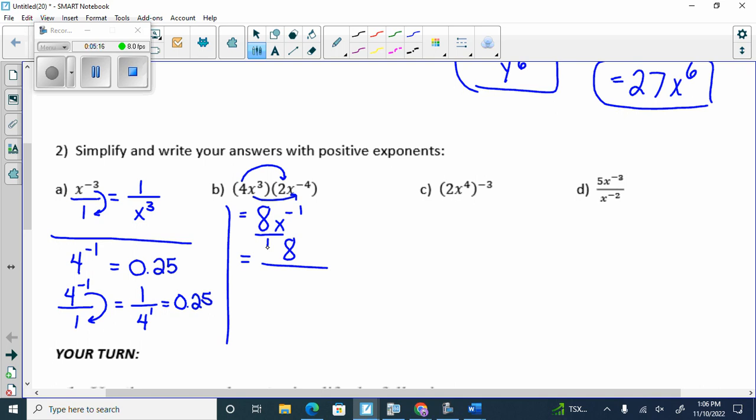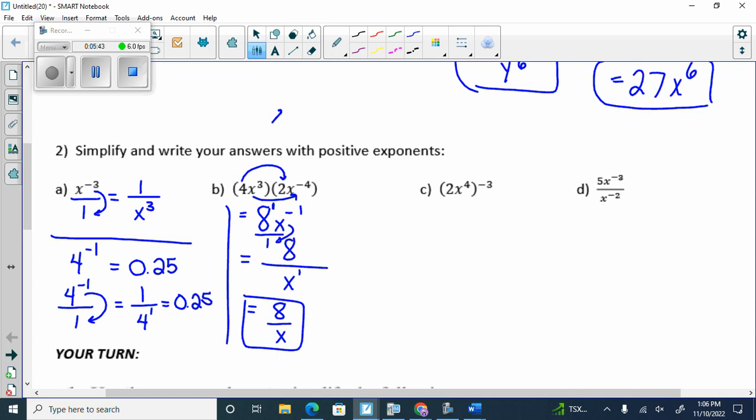Does the 8 drop to the bottom? Is the 8 to the negative 1? 8 and x would have to be in brackets if it was to the negative 1. 8 is actually to the positive 1 currently, is it not? So does the 8 actually have to move anywhere? Nah. We just need to move the x down here. So we go x to the 1. So it's just 8 over x. Please don't drop your coefficient if it's not in a bracket.